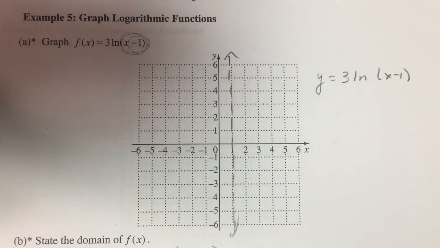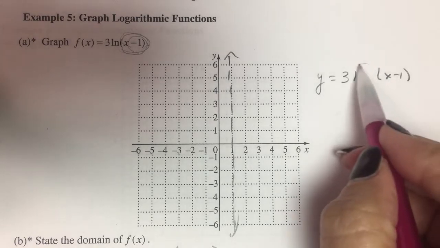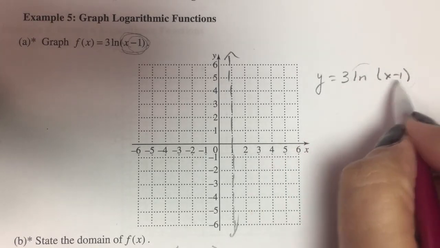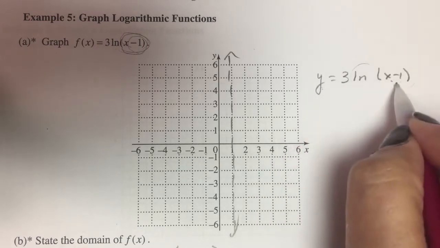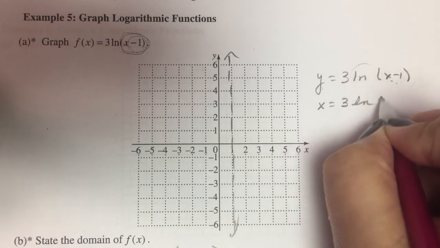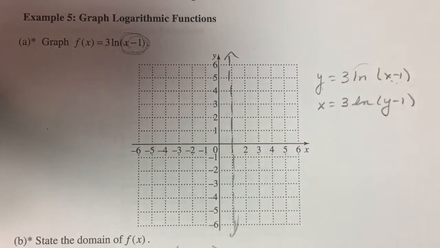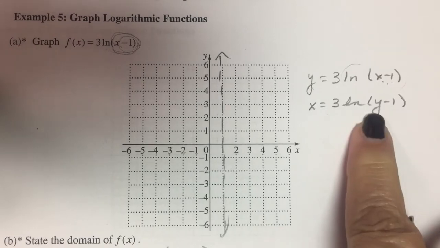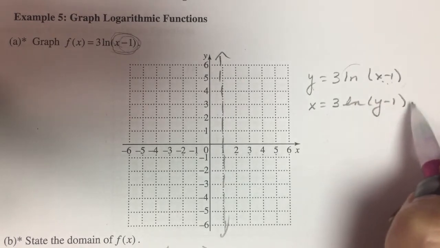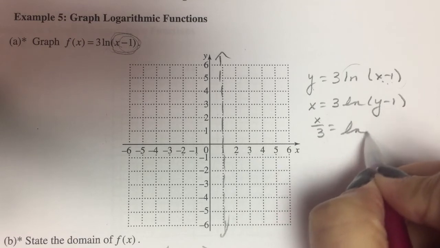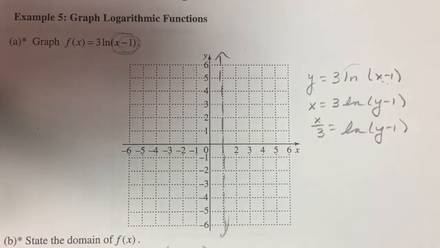So the first thing I'm going to do is get the log part alone. Nope, I lied. First thing you're going to do is flip the x and the y. Remember our steps. And then we have to solve for y. So if I'm going to solve this equation for y, the first thing I'm going to do is get the log part alone. So that would be x over 3 equals the natural log of y minus 1.